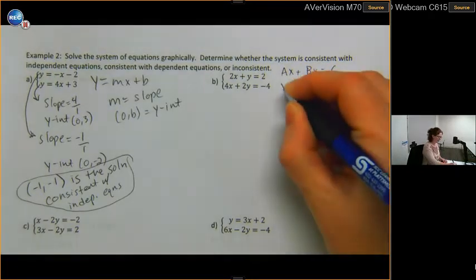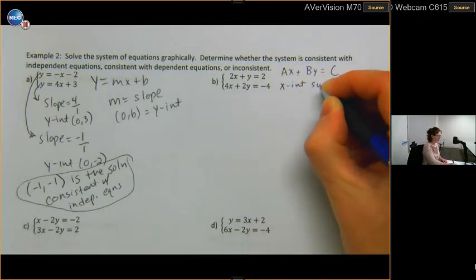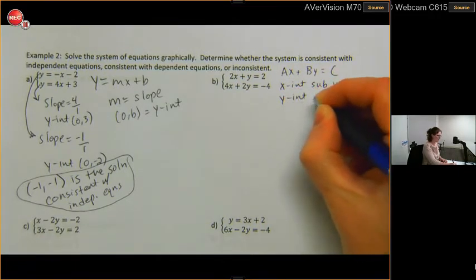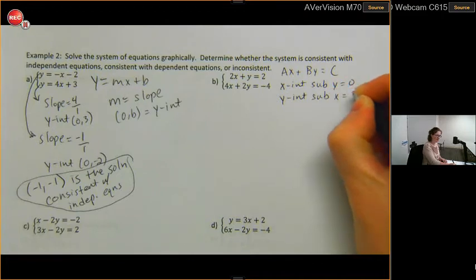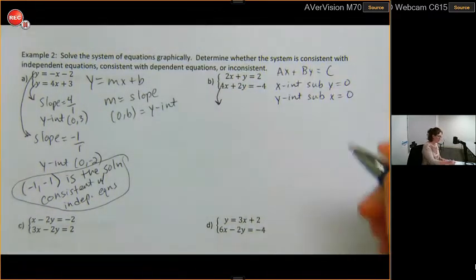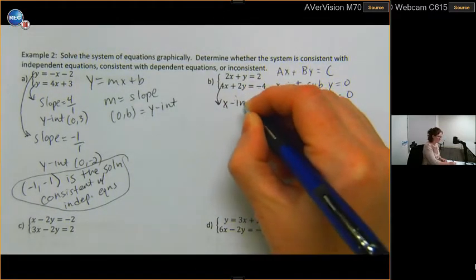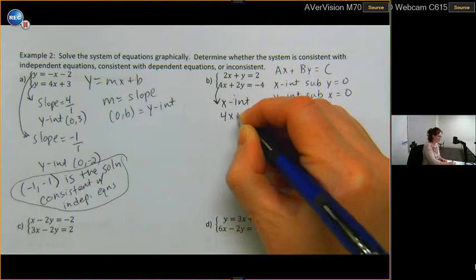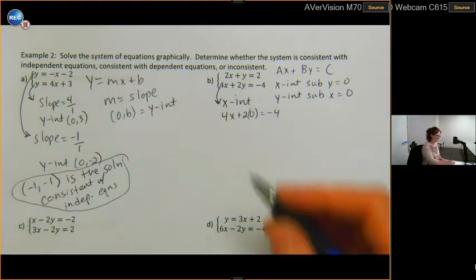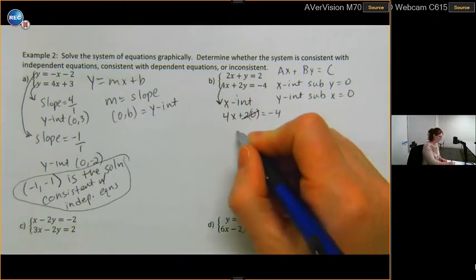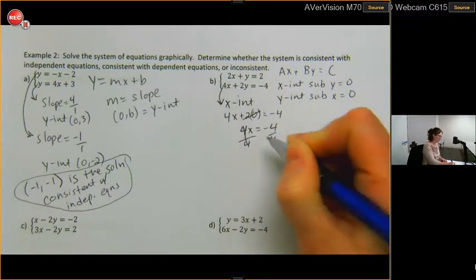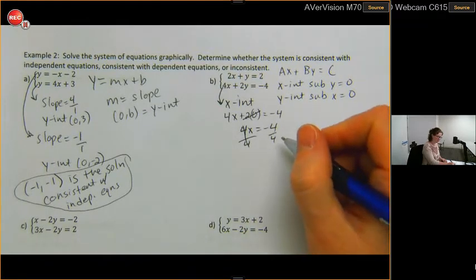For the x-intercept, you're going to substitute y equals 0. And for the y-intercept, you're going to substitute x equals 0. So if I take this equation right here, and if I want to find the x-intercept, I'm going to put in a 0 for the y, and then solve it for x. So 4x equals -4. So x equals -1.